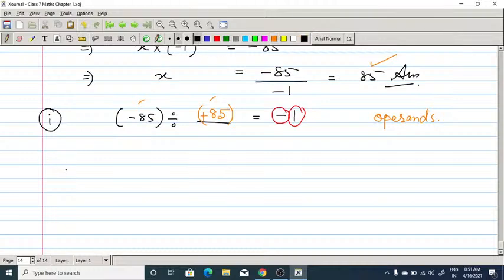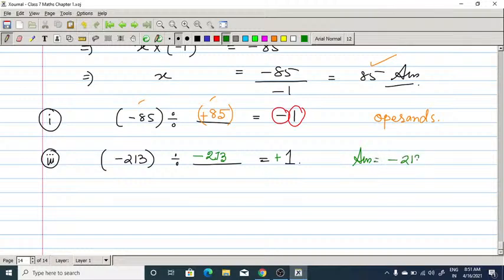Let's do another one. Subpart 3. Minus 213 divided by something is equal to 1. Again the same thing, the magnitude is 1, so that means this is 213 itself, and since the sign is positive, that means these two will be of the same sign, so this is also negative. So your answer is minus 213.